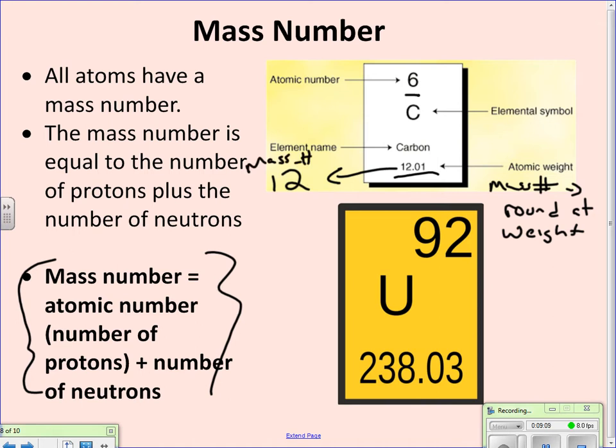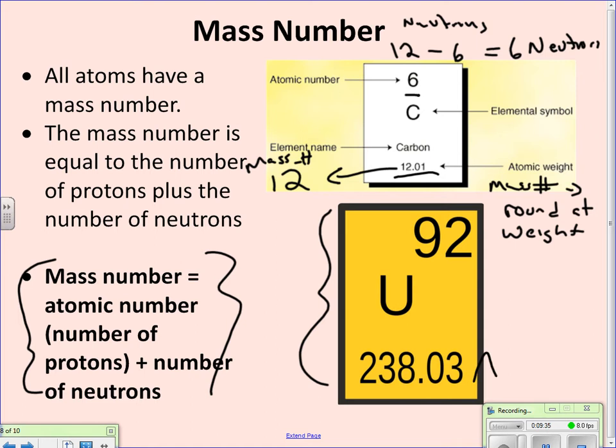Now to calculate the number of neutrons, well, that's simply going to be taking my mass number and subtracting my atomic number. And I get 6 neutrons. Let's try it with another atom. Let's try it with uranium.